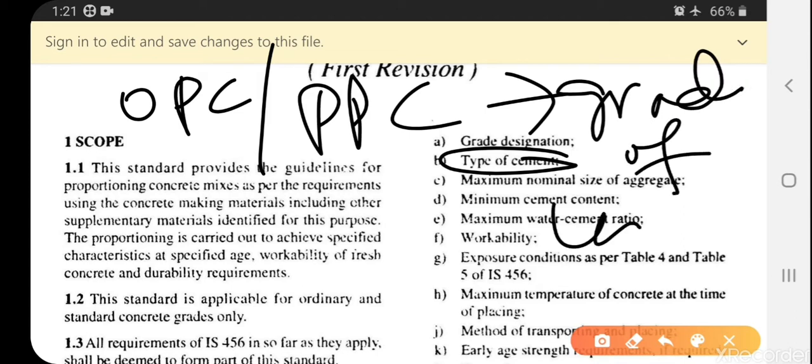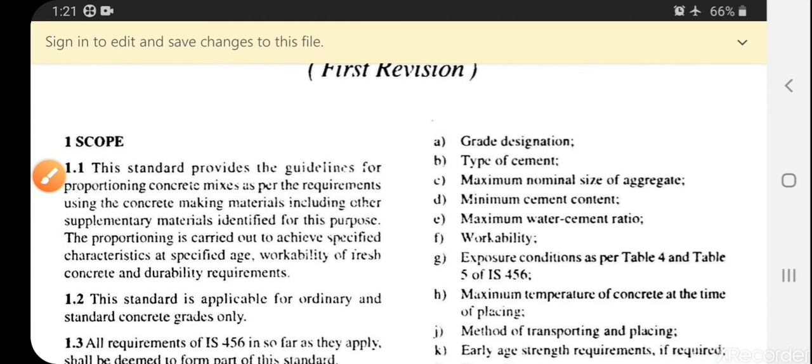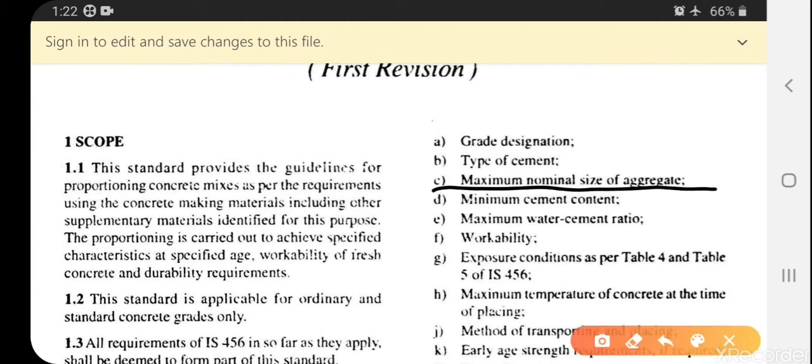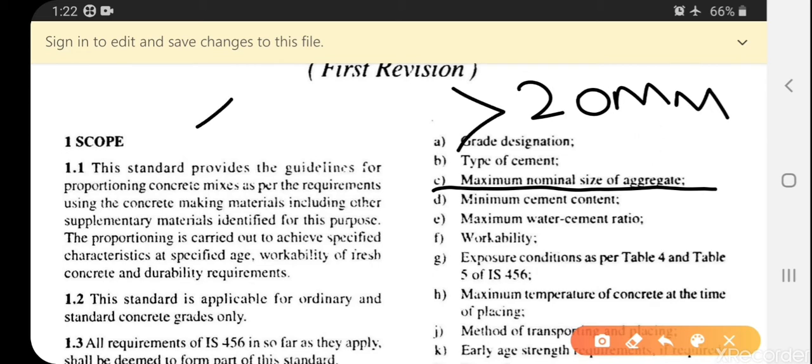Next, maximum nominal size of the aggregate. What is the maximum nominal size of the aggregate? 20 mm. Why is it 20 mm? If you have taken more than 20 mm, what will be the conditions? If you have taken less than 20 mm, what will be the conditions?